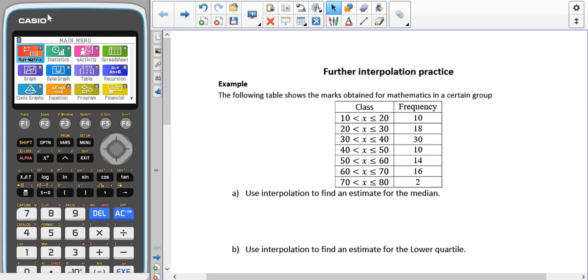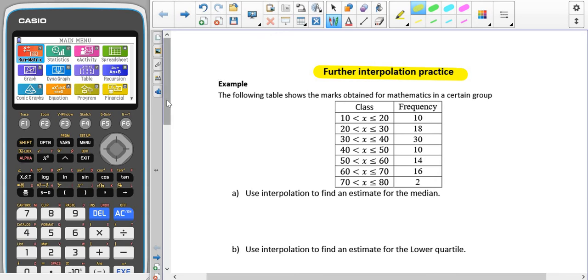So having a further look at interpolation, as this is quite a hard and new topic for most pupils, we're going to have another look at interpolation, but we're going to look a little bit further at how we can use interpolation to find the lower and upper quartile as well.